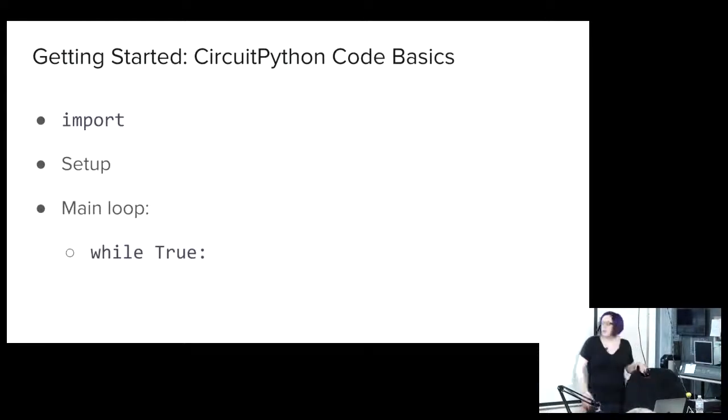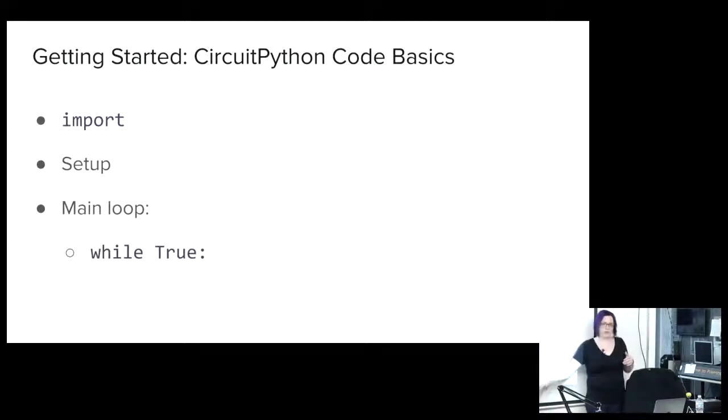So, CircuitPython code basics. You're going to have an import statement at the beginning that imports the libraries you're going to use. You're going to have any setup lines, where if you're using a library for something specific, there will be the setup, and then you're going to have your main loop or your main code, and it may involve a while True loop.